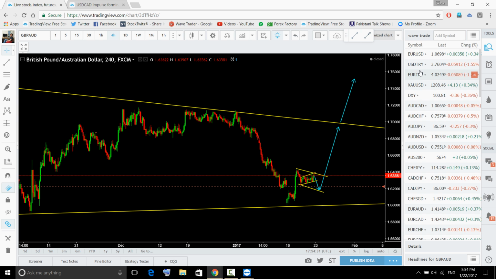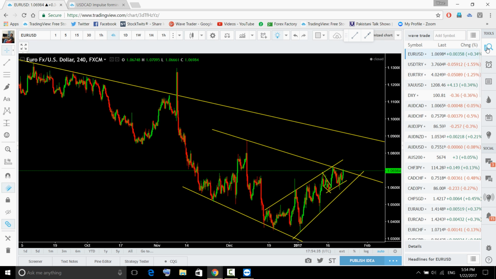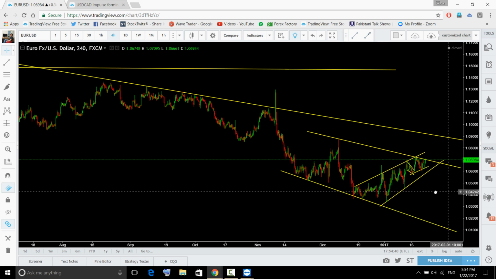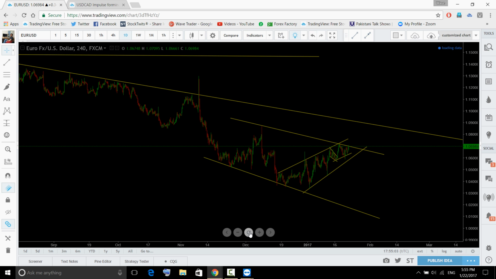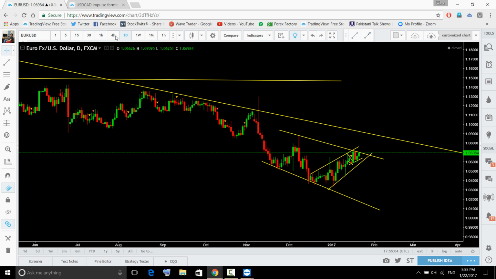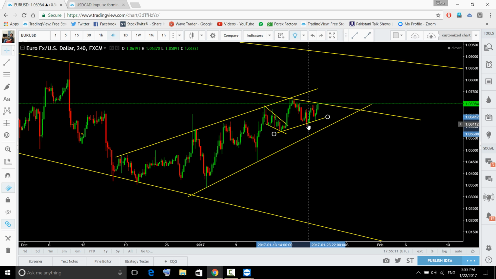So Euro USD isn't ready. It is forming a corrective move to the upside, and it can break to the downside. I'm not looking for a big move on this pair at the moment. Okay, but remember again, same as USD CHF, or sorry, the dollar index. Okay, so keep that structure in mind. Let me show you what I mean.